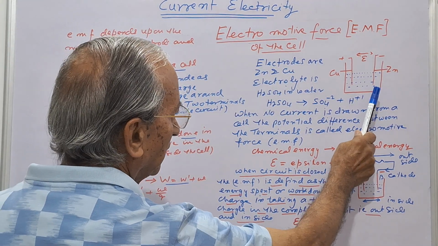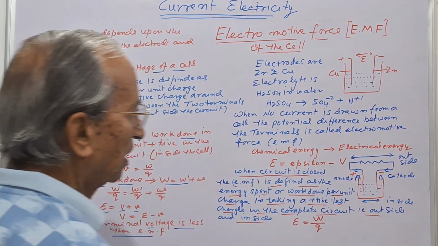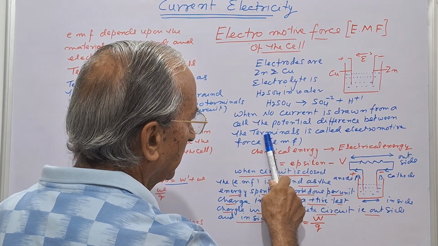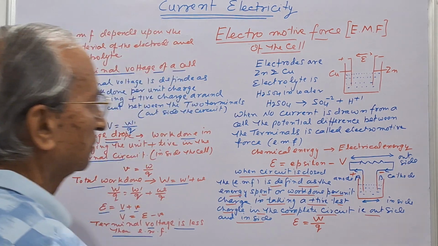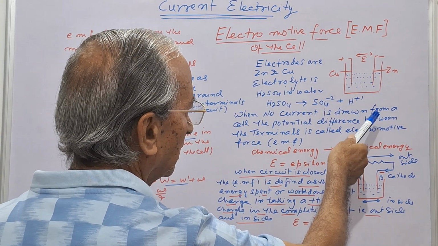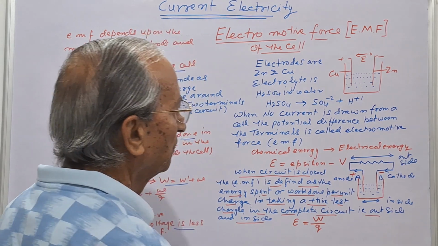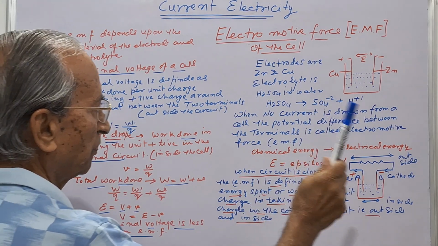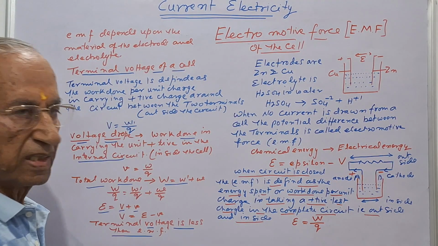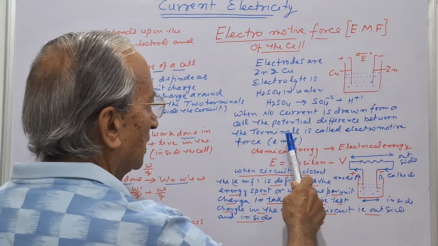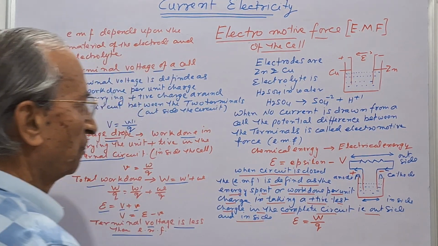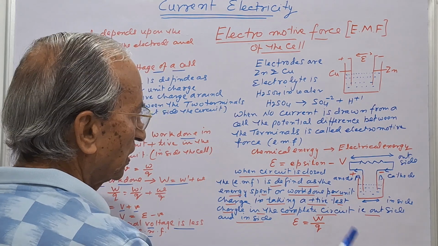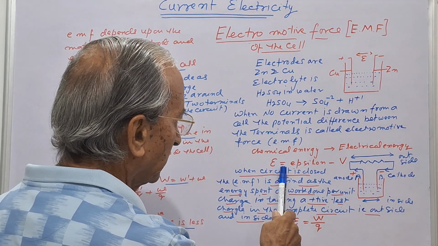So when no current is drawn from the cell, or when it is open in the circuit, the potential difference between the terminals is called the electromotive force. That is the stored energy in the cell, where during the chemical reaction chemical energy is converted into electrical energy. So electromotive force is the potential difference between the two terminals when no current is drawn from the cell. Its unit is the volt, and it is denoted by the letter epsilon.